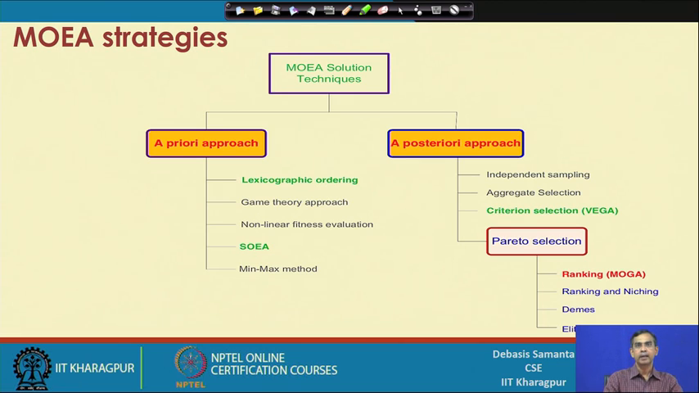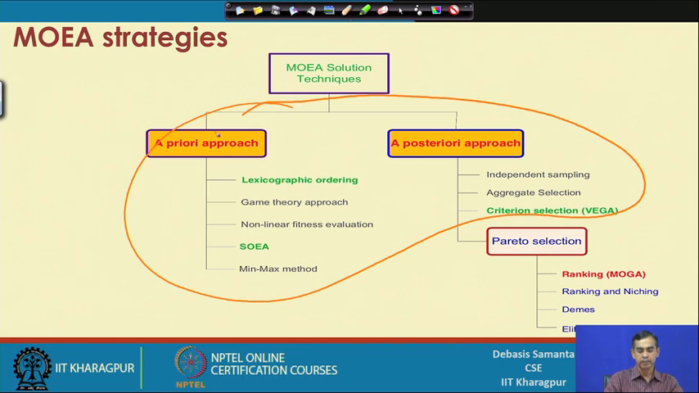So, we have learned different techniques to solve multi-objective optimization problems. We term all these approaches MOEA algorithms or MOEA strategies. So far we have considered non-Pareto based approaches, and out of these, the ones that we have discussed as a priori approaches are SOA and the lexicographic ordering. They are non-Pareto and a priori approaches. Another non-Pareto based approach that we have just learned is the VEGA approach, which in fact is a posteriori approach.